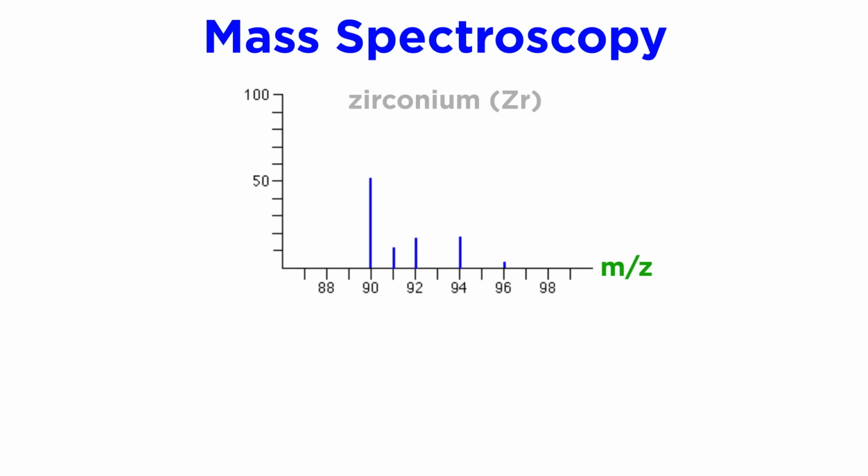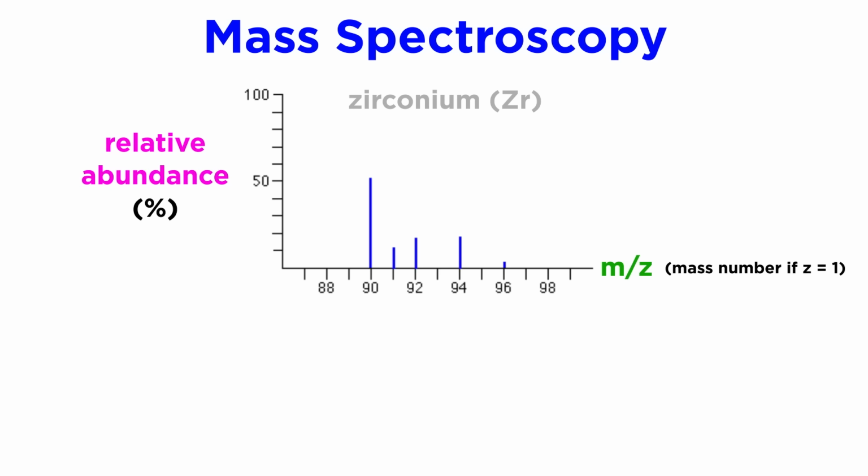A mass spectrum displays this mass-to-charge ratio, which for ions with a singular charge is essentially just atomic mass, against their relative abundance. So with a spectrum like this, we can clearly see the naturally occurring isotopes for this particular element with their respective mass numbers on the horizontal axis and their relative abundances on the vertical axis. This is how this information was initially determined for every element.